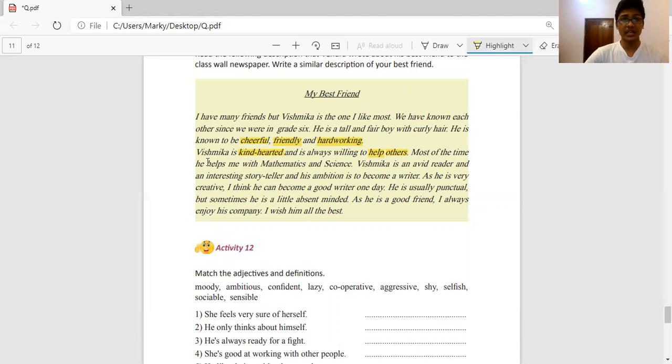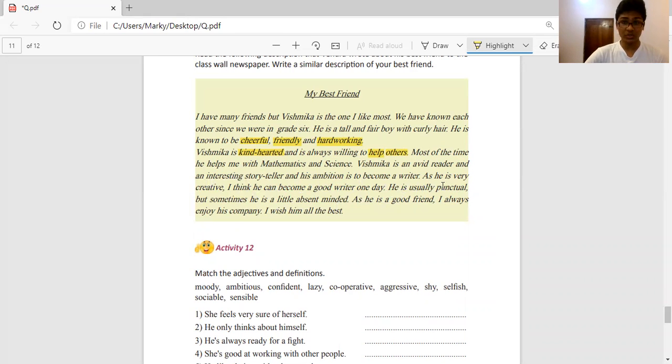Most of the time, he helps me with mathematics and science. Vishmika is an avid reader and an interesting storyteller, and his ambition is to become a writer. As he's very creative, I think he can become a good writer one day. So his ambition is to become a writer, and he's very creative. I think he can become a good writer one day. So he's ambitious. So that's another positive quality.